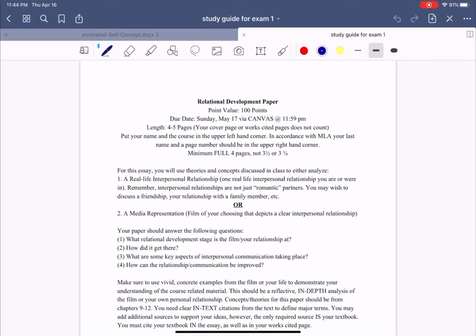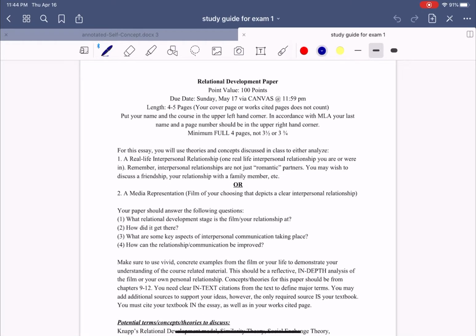So hopefully through this voiceover, I will be able to discuss a little bit more in depth what I'm looking for in your paper. And I'll answer any questions that I do typically get when assigning this paper. So let's start off with the prompt. And again, all of this can be found on Canvas, but let's start off with the prompt.